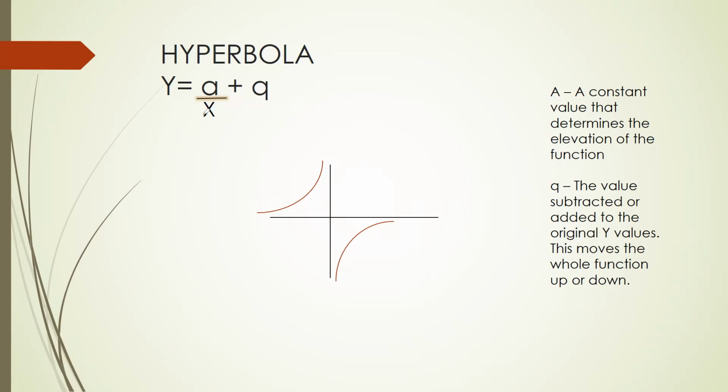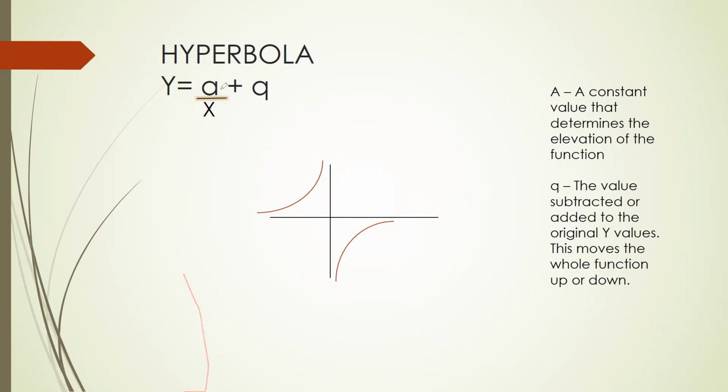We didn't add a constant, I mean, a value subtracted or added to the original y values. So in this case, we didn't add anything to the original y values or subtract. So we'll just say it's 0. Then we will just focus on this now because we don't care about 0. Y is equal to 8 divided by x.